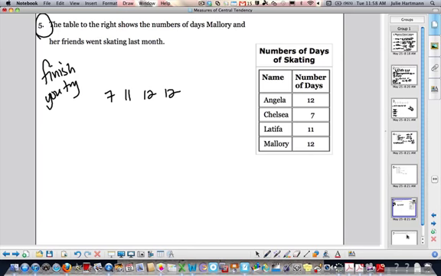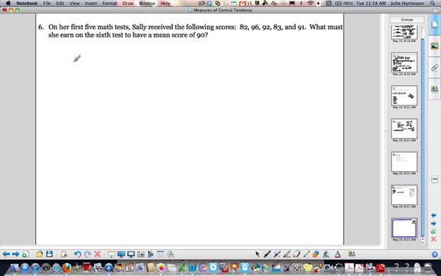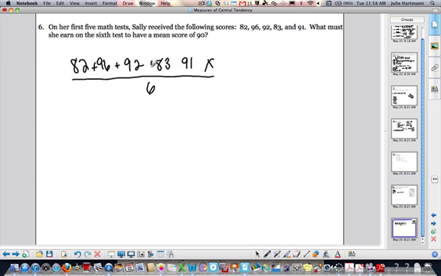All right, next. On her 5 math tests, Sally received the following scores: 82, 96, 92, 83, and 91. What must she earn on the 6th test to have a mean score of 90? All right, so basically she has scores of 82, 96, 92, 83, 91, and she has some 6th test, which we're going to call X. So out of those 6 tests, if you find the mean or the average, you want her average to be a 90. So we need to solve that.